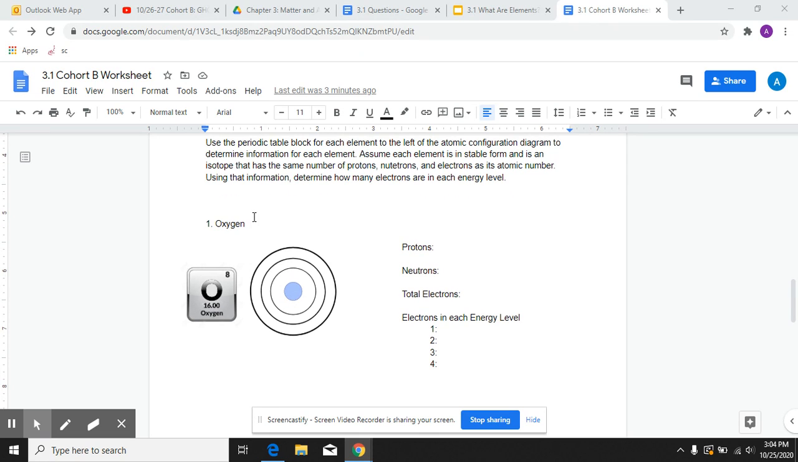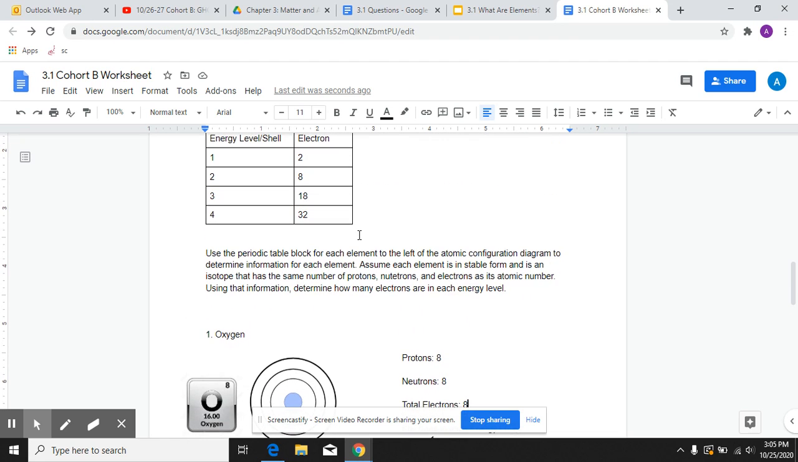So for this example here, for oxygen, our atomic number is 8, which means we have 8 protons. Since we're assuming we're having an equal number of protons and neutrons, we also have 8 neutrons. And since our electrons equals our number of protons, we have 8 electrons. Now here we're going to think about how each of those electrons fit into their energy levels. We're going to use this chart here to determine that.